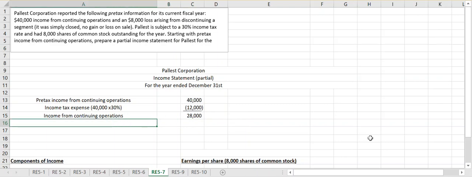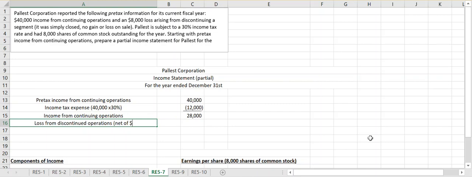Now we have our results from discontinuing operations, and because there's only one item that we're looking at, we can just list it out. So we have a loss from our discontinued operations, and I have to net it of tax. So they told us our loss was $8,000, and we'd have to tax that at 30%. So basically we're getting a tax break. We don't have to take the full $8,000 loss. We're going to reduce that by 30%. So 8,000 times 30% is $2,400.